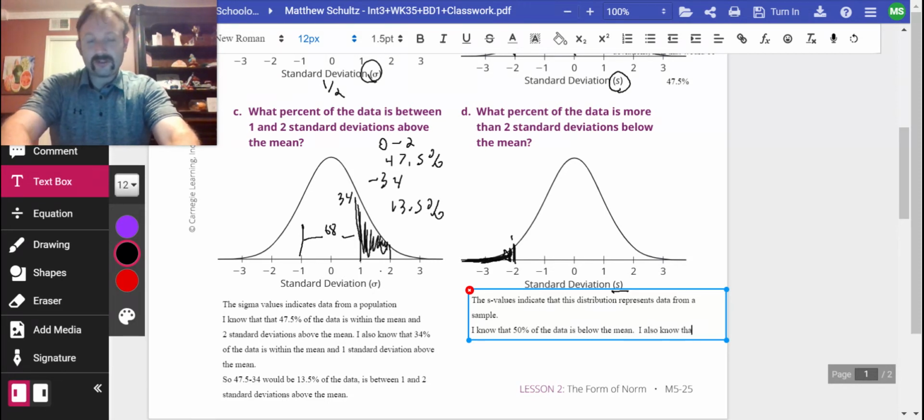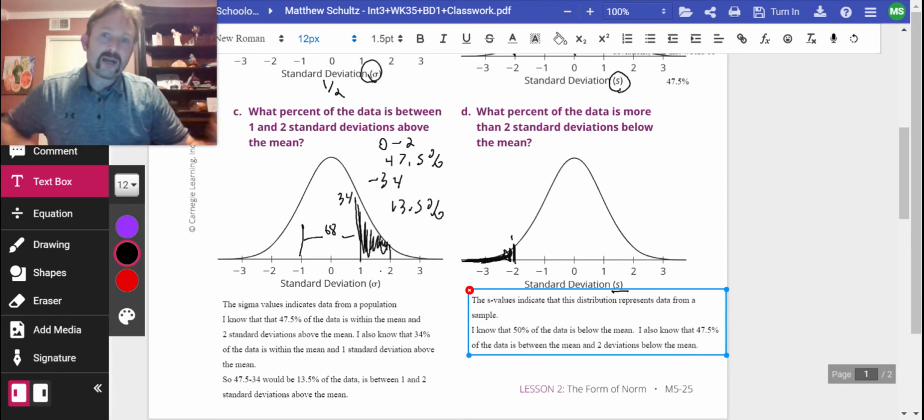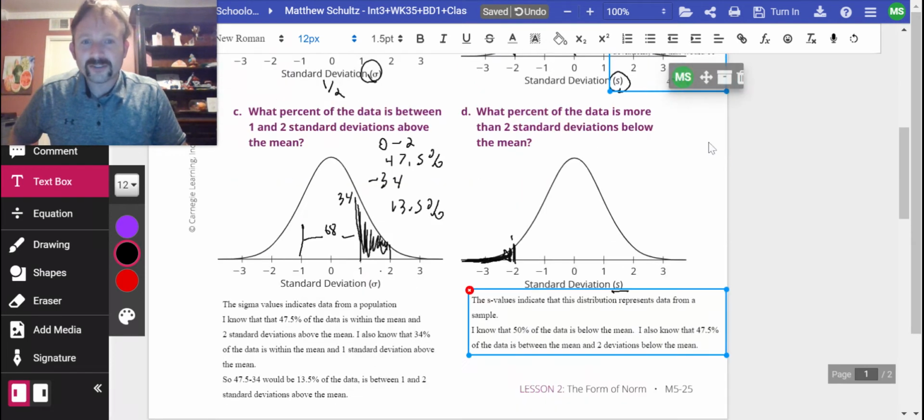I also know that 47.5% of the data is between the mean and 2 deviations below the mean. I wonder where we got that. Yeah, that was this one right here, B, 47.5.